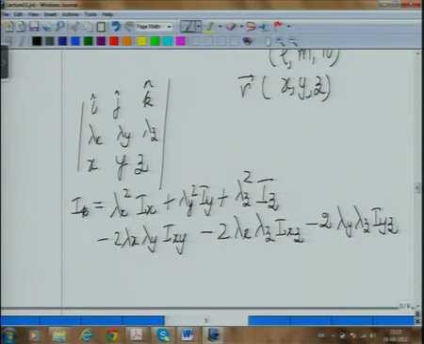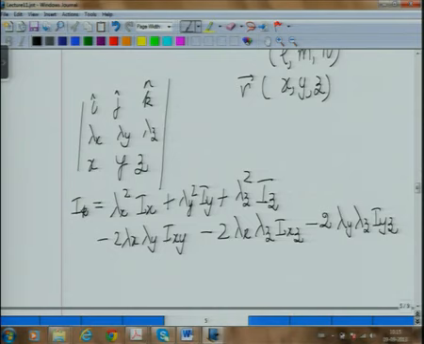I had just given you this formula without giving any basis of this in the last class, but I thought at least you should know how it comes. So, this is just coordinate transformation. This is how one can get Ik.